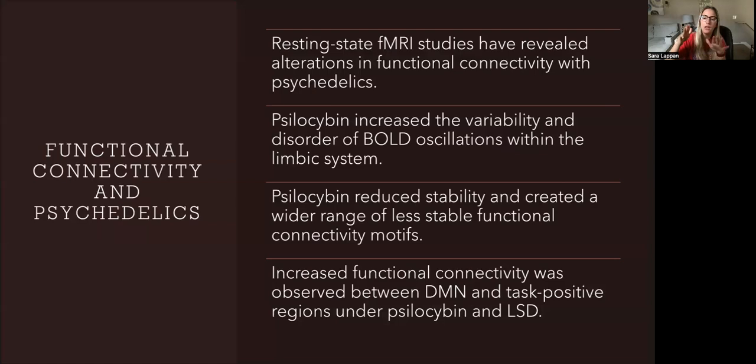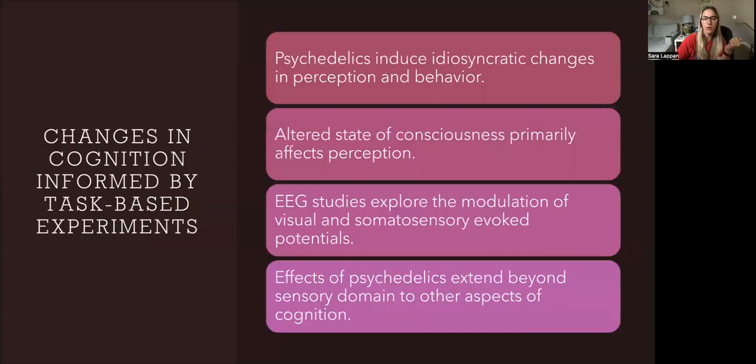That autopilot is turned down when we are doing a task. And that's what a task positive region means: regions of the brain that are activated when we are doing a task. One is not the default mode network. So changes in cognition informed by task-based experiments.